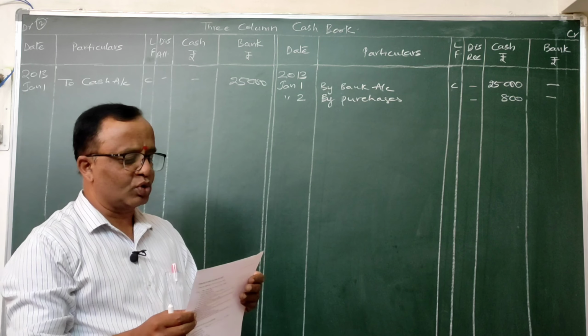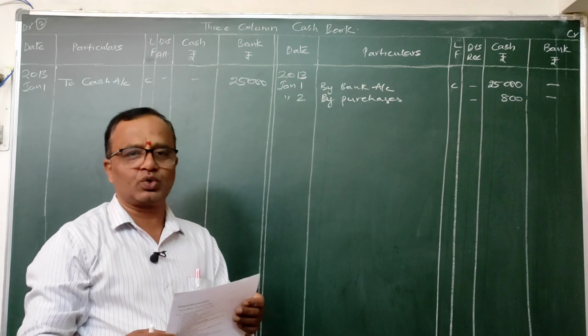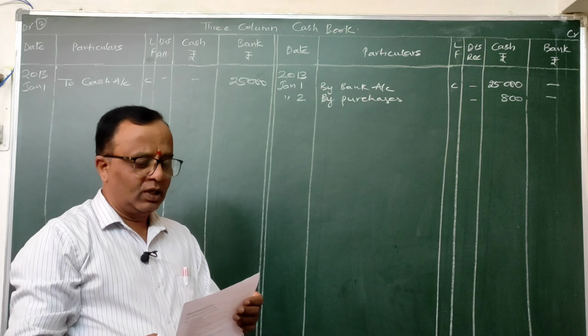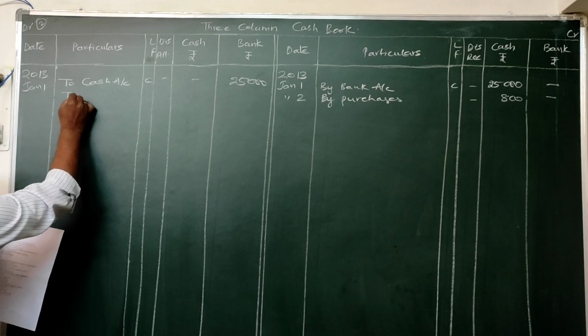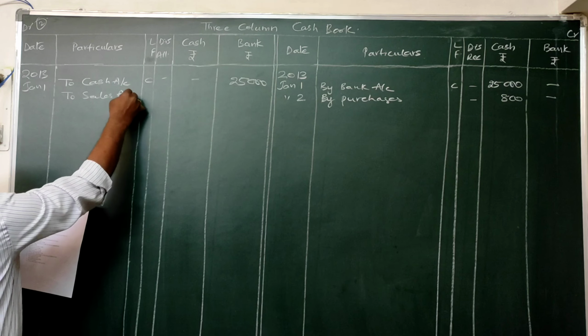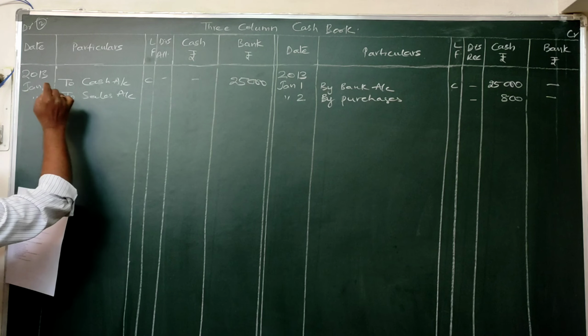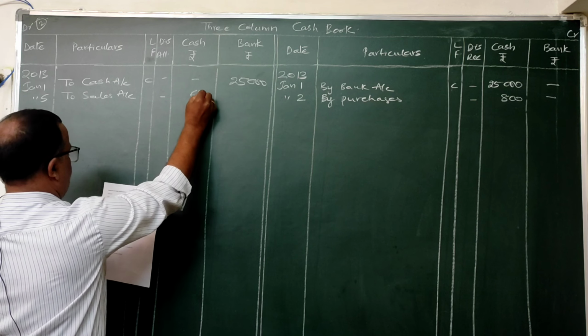See, on January 5th, sold goods for cash. When goods are sold for cash, your entry will be cash account debit to sales. So cash account debit to sales it is. The date is January 5th. So in the cash column 600.